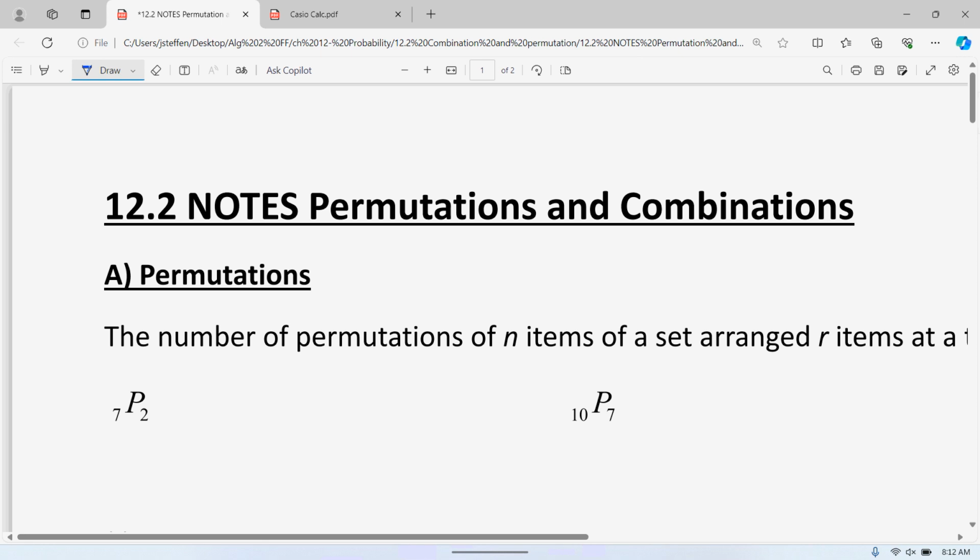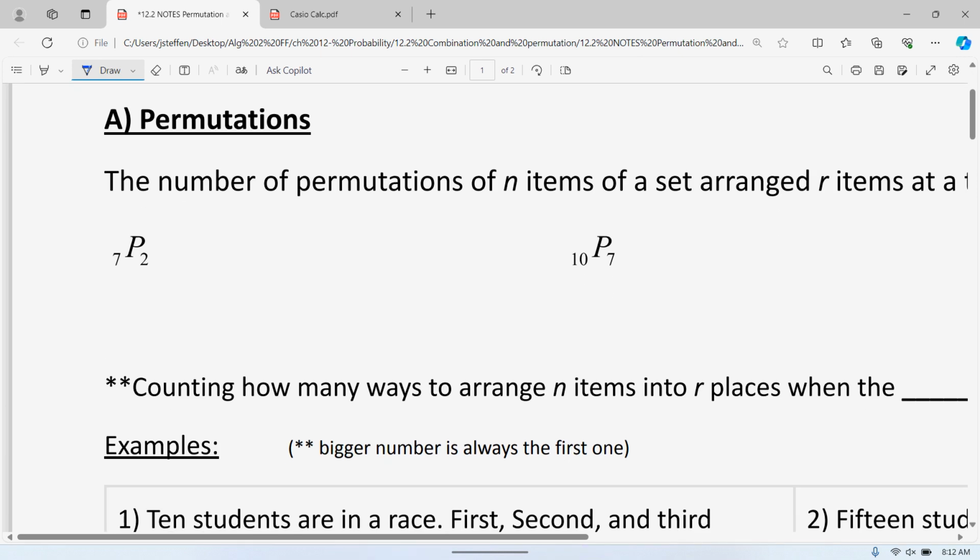So, the punchline of this one, 7 permutation 2, what would that end up being? That would be 7 factorial over 7 minus 2 factorial. Reduces down then to 7 factorial over 5 factorial.